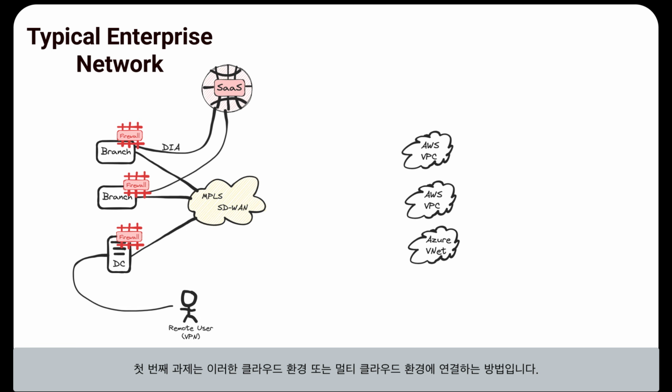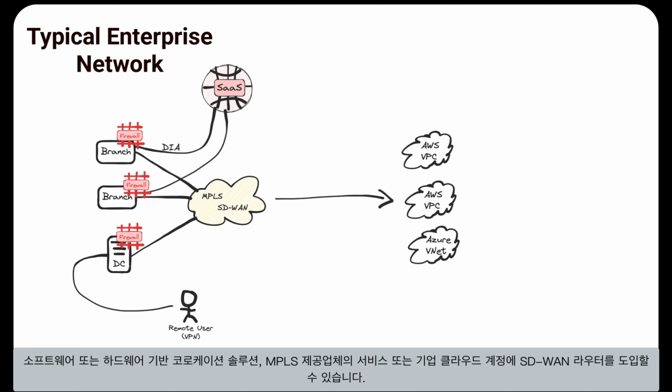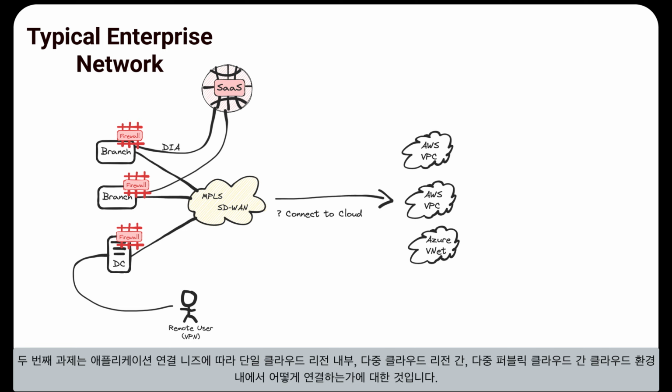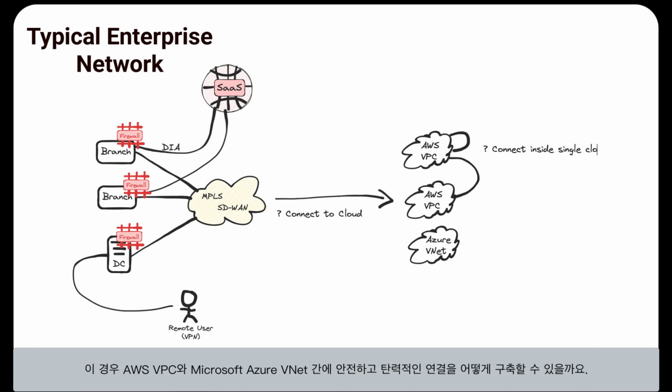First challenge is how to connect to this cloud or multi-cloud environment. It could be a software or hardware-based co-location solution, service from an MPLS provider, or deploying SD-WAN routers in the enterprise cloud accounts. Second challenge is how to connect inside the cloud environments, both inside a single cloud region, across multiple cloud regions, and across multiple public clouds based on the application connectivity needs. In this case, how do we establish secure and resilient connectivity between AWS VPCs and Microsoft Azure VNets?